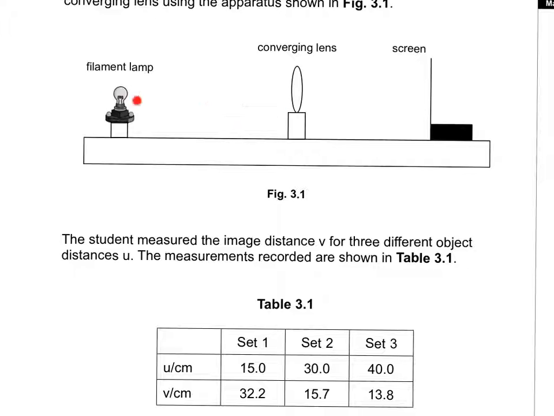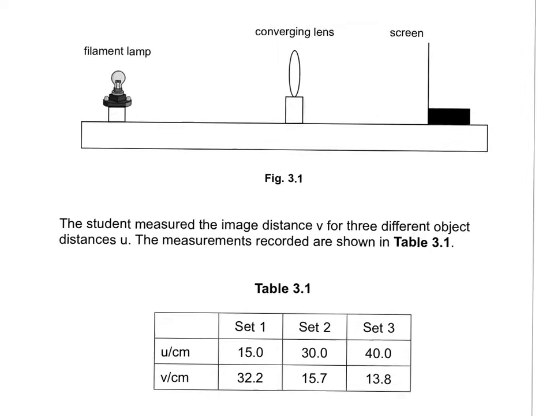So what's happening here is that we set up this object distance, say for example to 15, and then we move this screen back and forward until we see a sharp image of this bulb. And when we see a sharp image of the bulb on the screen, we're at the focused image distance. And then we change the U, move this bulb, set a new object distance, and move the screen again and find a new image distance.